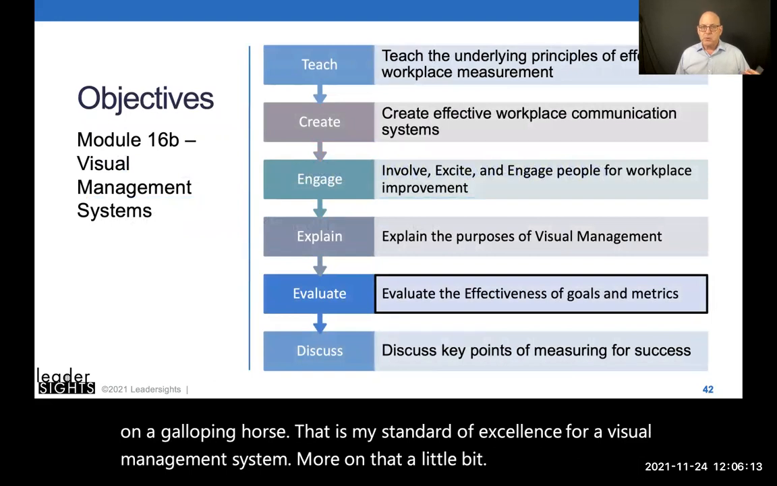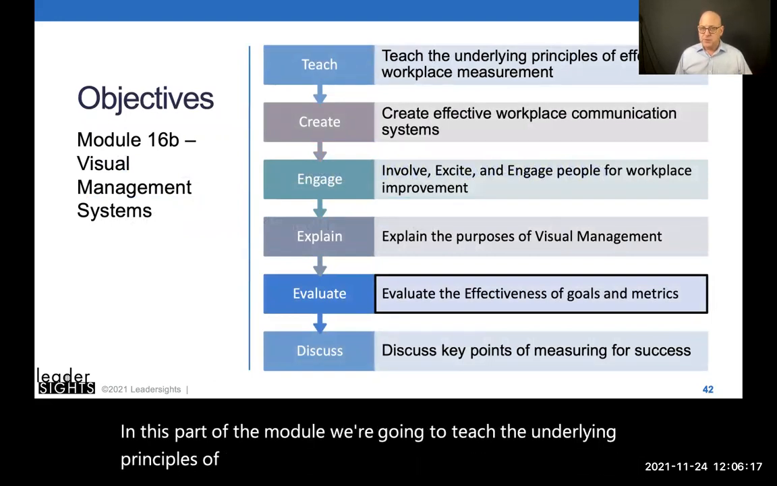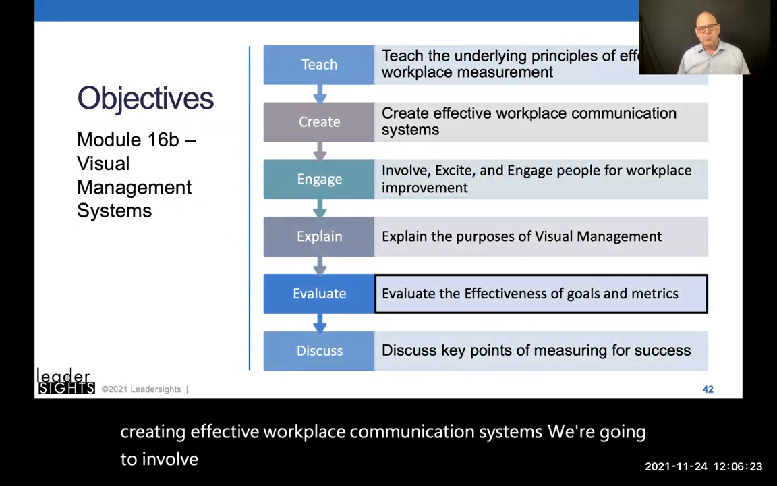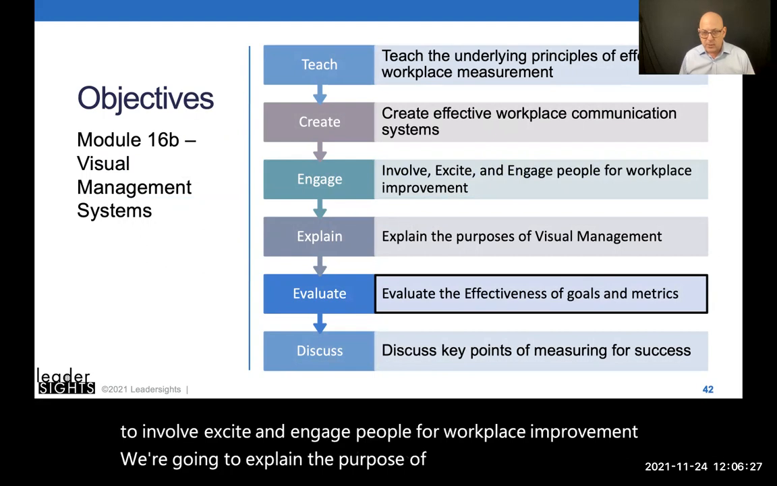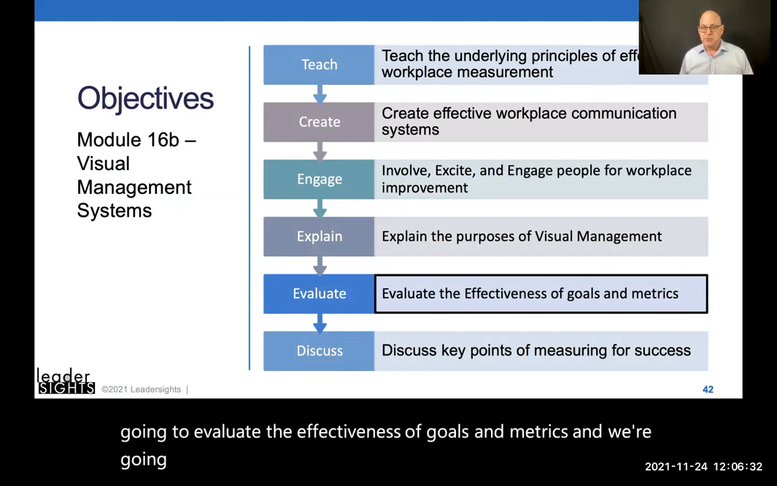In this part of the module, we're going to teach the underlying principles of workplace measurement. We're going to talk about creating effective workplace communication systems. We're going to involve, excite, and engage people for workplace improvement. We're going to explain the purpose of visual management. We're going to evaluate the effectiveness of goals and metrics, and we're going to discuss key points in measuring for success.